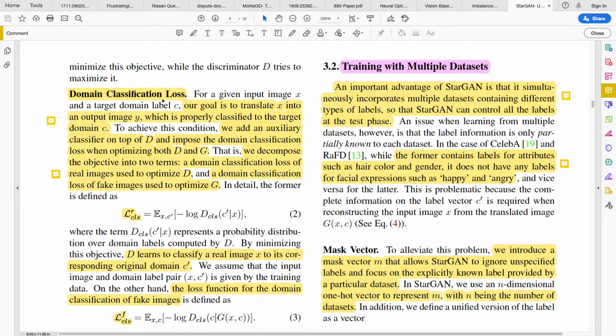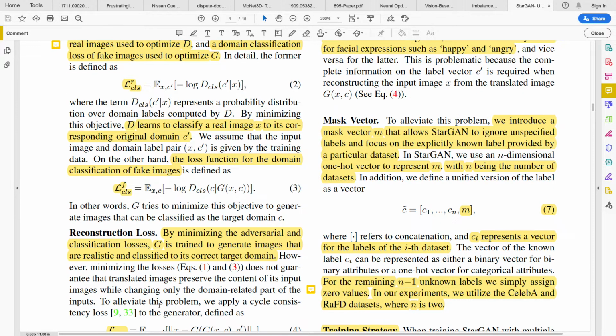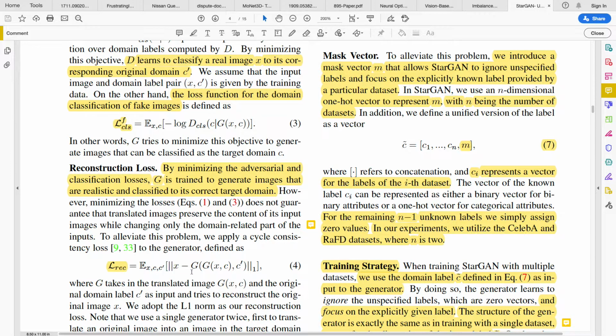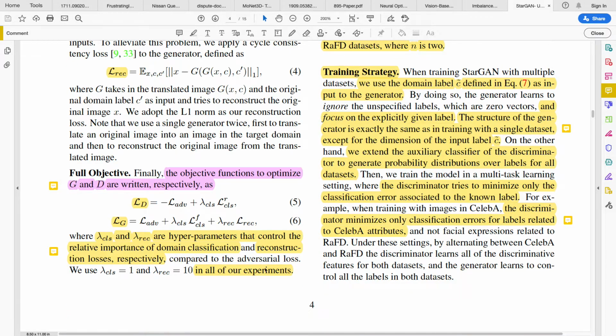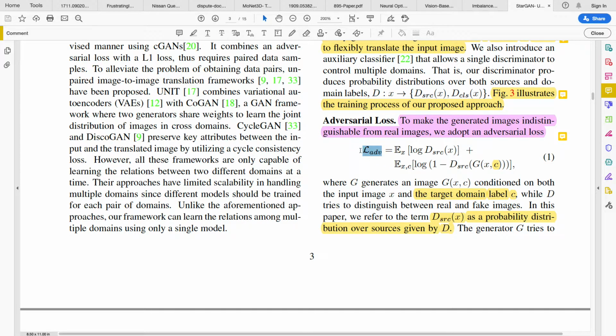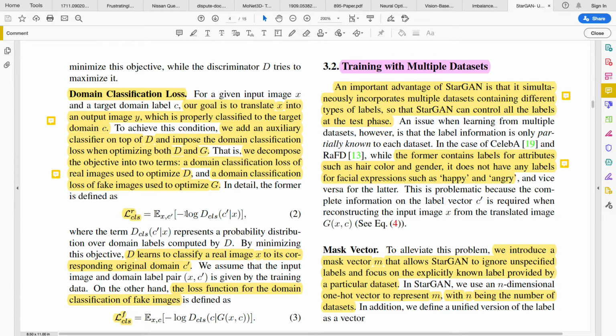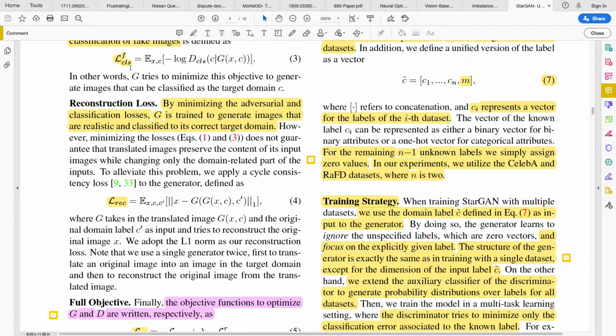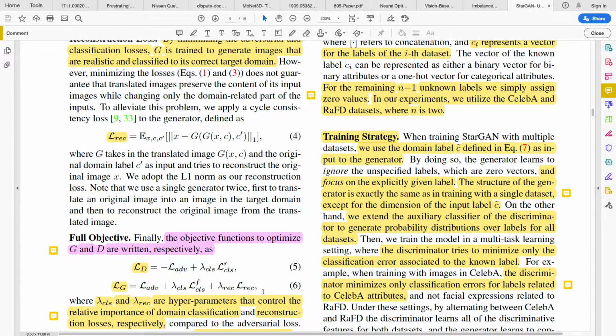So we have the domain classification loss for the real and for the fake, and you also have the reconstruction loss. Then the full objective loss, G, is the adversarial loss, if you look at up here, this one. Then the domain classification loss, which is that of the fake, and the reconstruction loss. So that's what you have here.